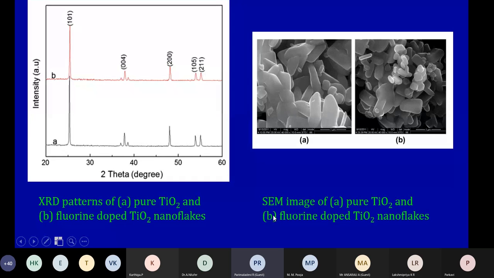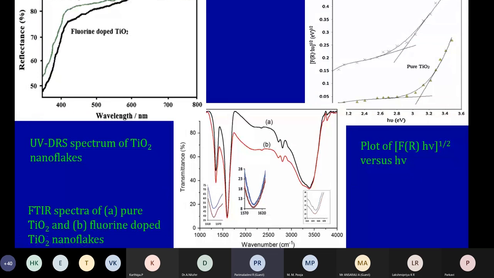Next, the morphology was studied using a scanning electron microscope. This image shows the morphology of the prepared sample. Thus it shows a nanoflake structure. So next we go for the optical absorption study, which is done by UV.